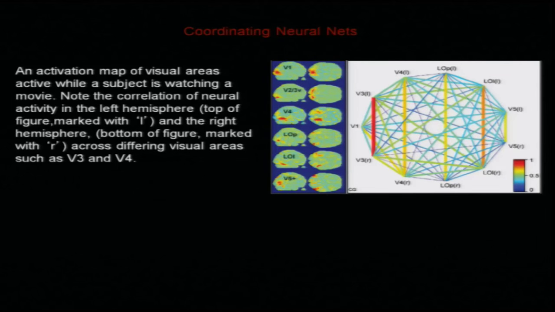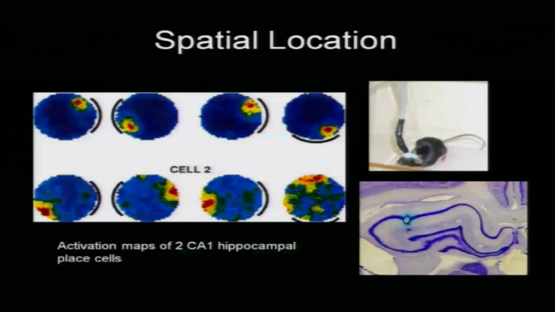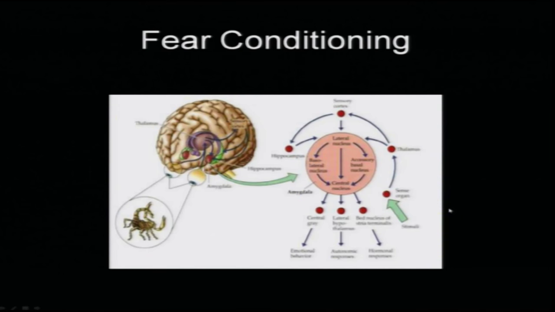So, visual areas, this is just while watching a movie, see the activities in the left hemisphere, all this. This is another network. So, across species you can compare, because the areas of the brain are the same, we have not developed any new area in the brain over evolution. This is an activation map, hippocampal places depending on what task we give. We will talk about this while we are talking about imaging. These are the areas which get activated depending on the task which we give.